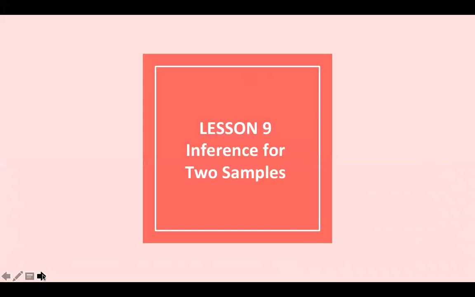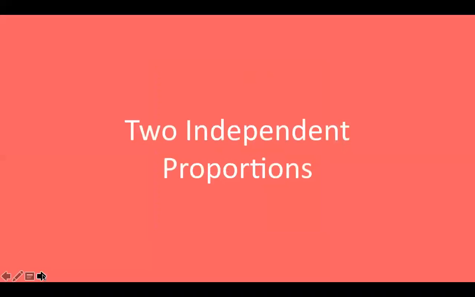Okay, so that was lesson 8. Now we're going to move on to lesson 9, which is very similar to lesson 8. This is inference for 2 samples, while lesson 8 was inference for 1 sample. So you'll see a lot of very similar things from lesson 8.